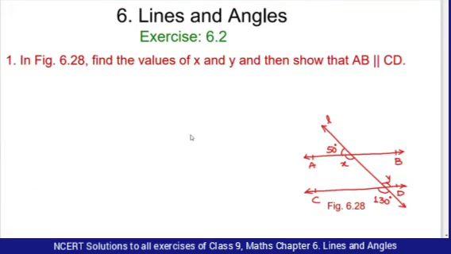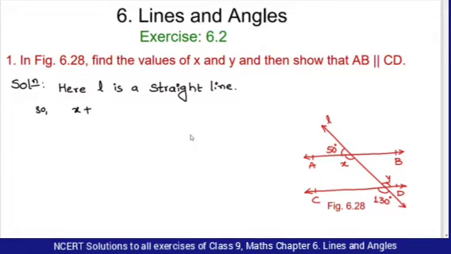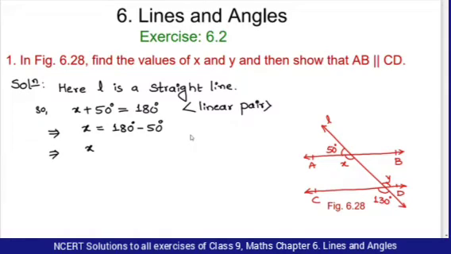Exercise 6.2, first question. In figure 6.28, find the values of X and Y and then show that AB is parallel to CD. Solution. Here, L is a straight line. So, X plus 50 is equal to 180 degrees because it is a linear pair. Then X will be 180 minus 50, that is 130 degrees. So X value is 130 degrees.